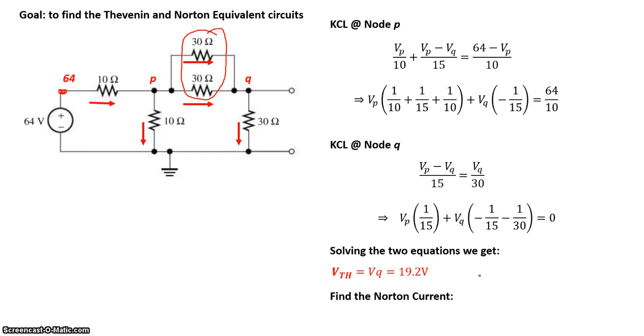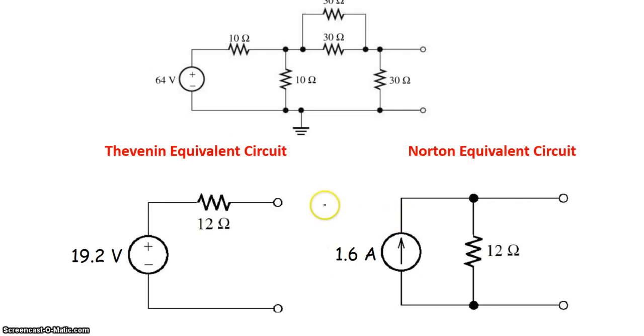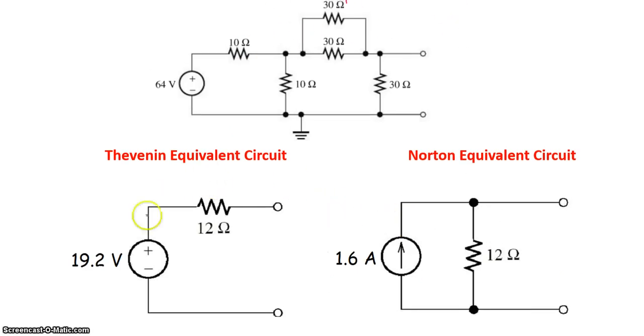Now, finding the Norton current. Norton current is Thevenin voltage divided by the Thevenin resistance, so we get 19.2 divided by 12 equals 1.6 amps. So again, here it is for this circuit. Here's our Thevenin voltage, 19.2 volts in series with 12 ohms, and 1.6 amps in parallel to 12 ohms.